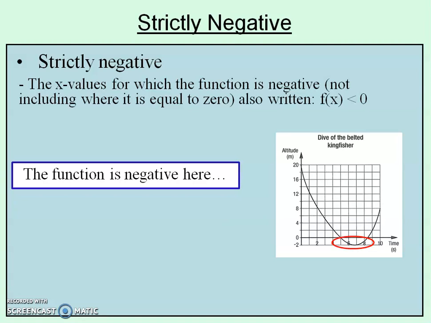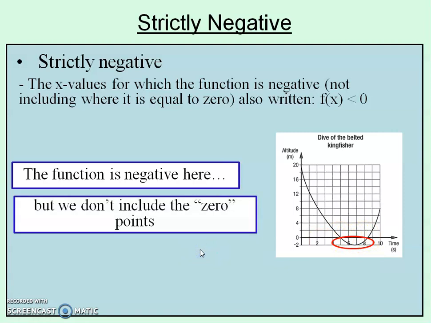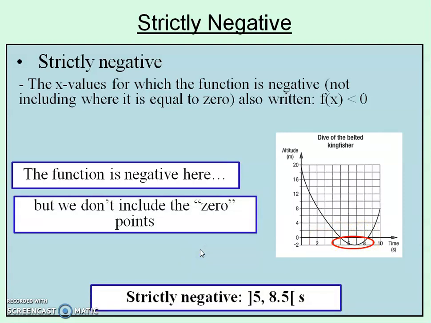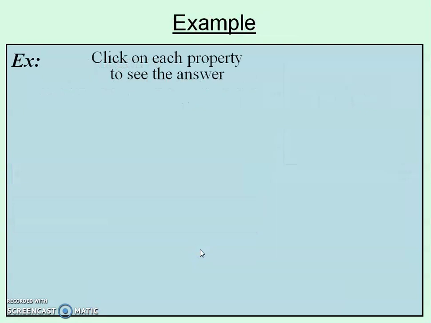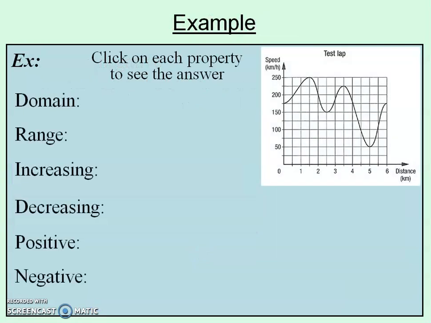Negative and strictly negative, the difference is that the endpoints are excluded. The points where the function is 0 are not included. So in this case, these 2 endpoints are excluded. And if you want to try a full example, you can pause and go through the domain, range, increasing, decreasing, positive, and negative for this function. Give it a try and see if you were correct.